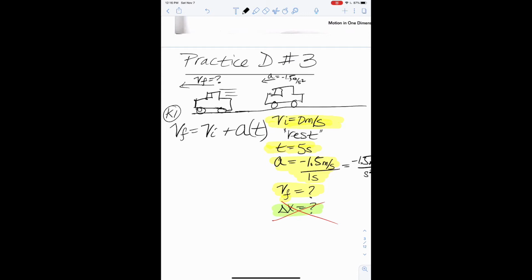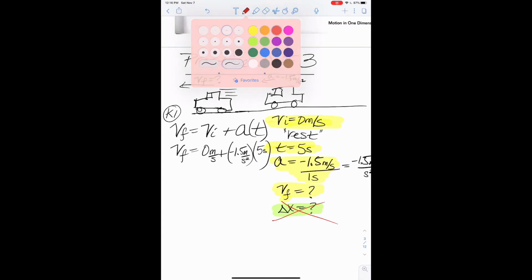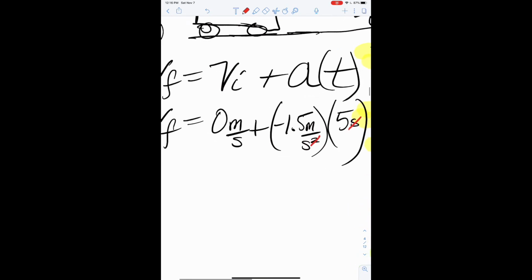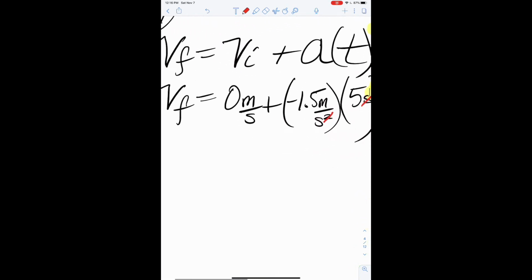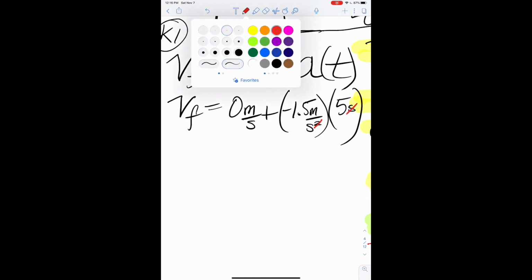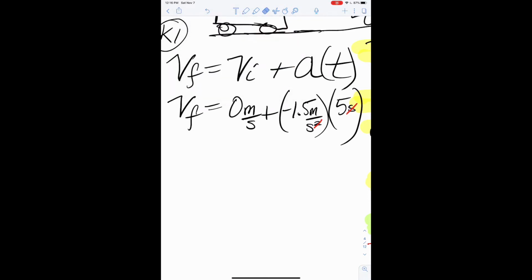So I'm going to go ahead and plug these in. Don't know VF, know VI is 0. Know that the acceleration is negative 1.5 meters per second squared, and the time is 5 seconds. Notice that one of these seconds on top is going to cancel the squaring there. So we'll be left with meters per second. What's 5 times 1.5? I think that's 7.5. Okay. So negative 7.5 meters per second.